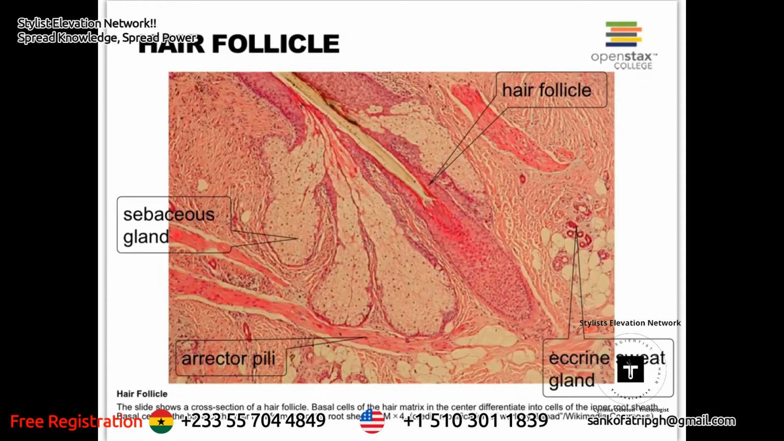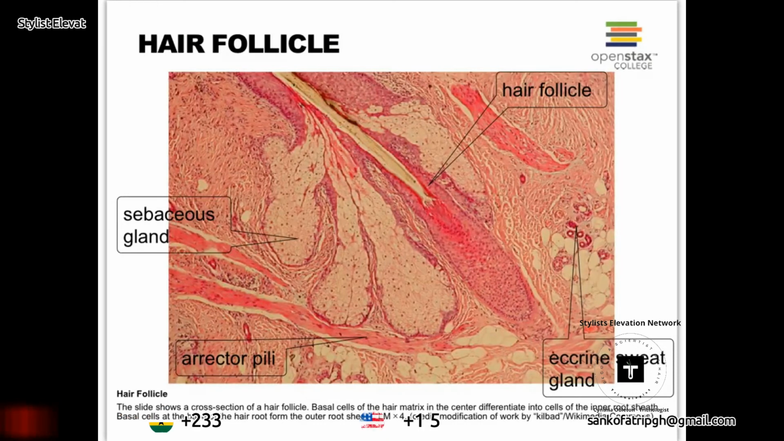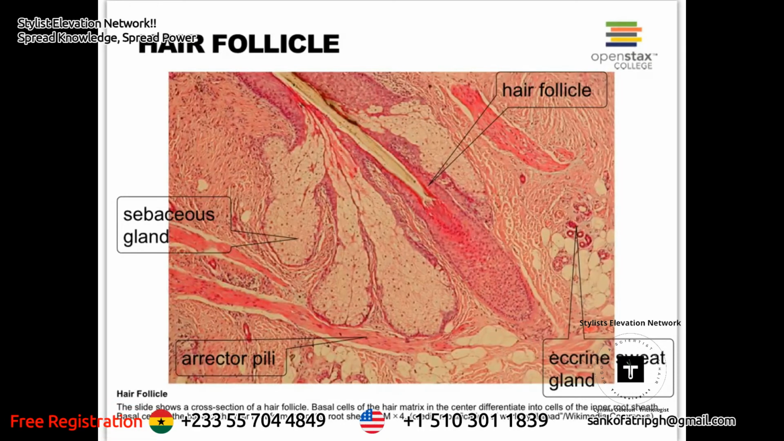This one goes to another hair follicle, this one too. Those are your erector pili muscles. And then we'll also soon learn here about the various sweat glands that we find in the integumentary system.